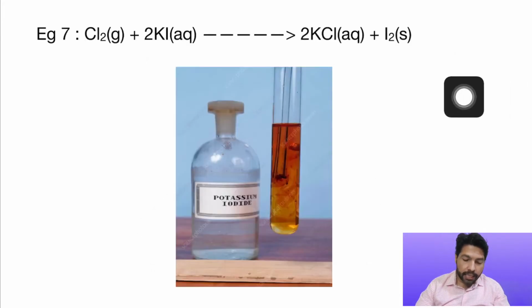The seventh example is chlorine reacting with potassium iodide. Chlorine is more reactive than iodine, hence it displaces iodine from its solution, forming potassium chloride, and iodine is violet in color, hence it starts forming this violet color solution, as you can see here.